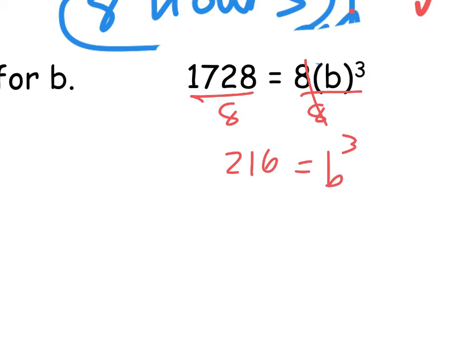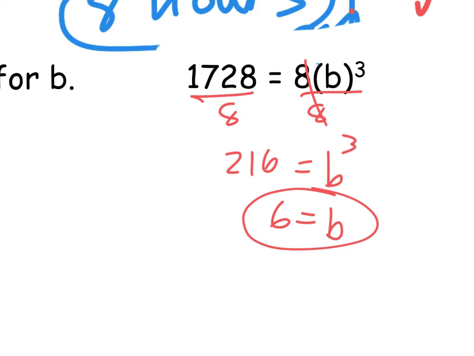I could try 4. 4 cubed equals 64, not even close. 5 cubed is going to end in a 5, so it's not going to be 5. Let's try 6. Cube that bad boy. There it is, 216.